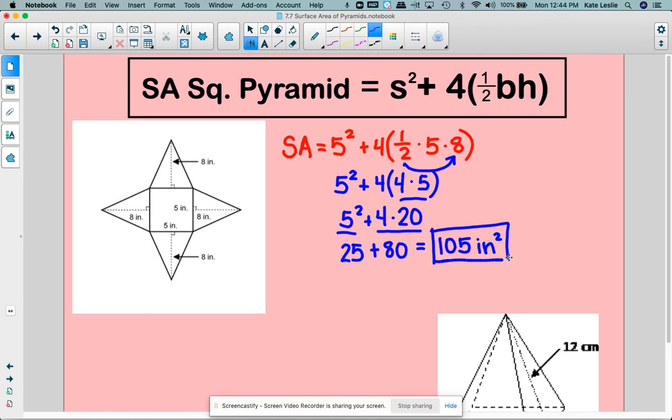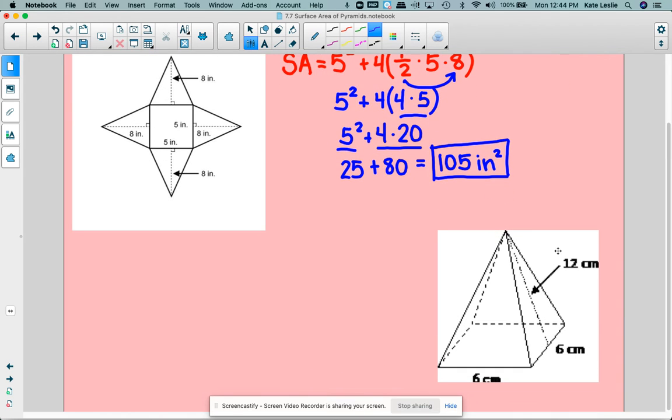Okay? We're going to go ahead and move on to triangular pyramids. I feel like we are doing okay with this. Feel free, if you'd like, to take a second and try this one on your own, you're welcome to do so. So here are the dimensions. It's a 6 by 6 square, and then the triangular height is 12 centimeters.